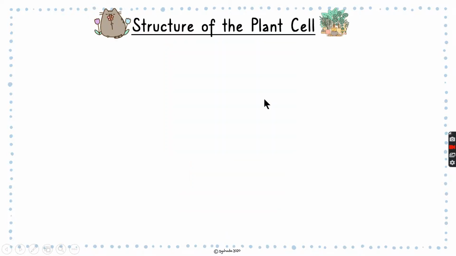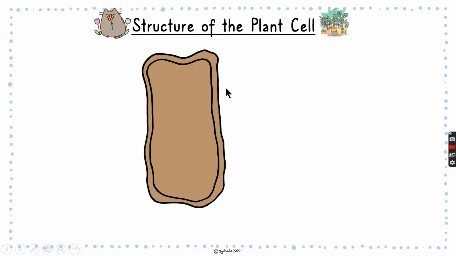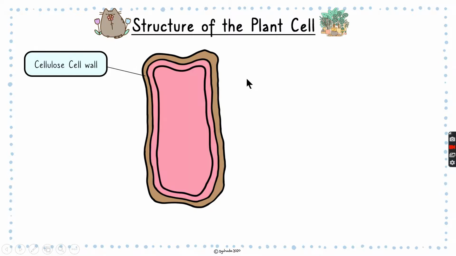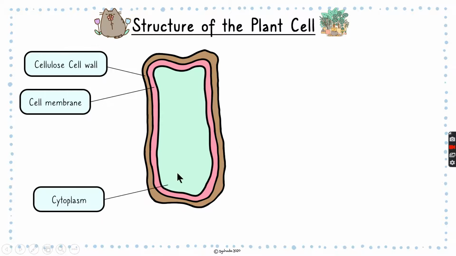So what's the structure of the plant cell? You have your cell wall on the outside, and this is the thick layer here. And then on the inside, you have the cell membrane. Enclosed inside the cell membrane is the cytoplasm, which is a jelly-like substance where all the organelles are.